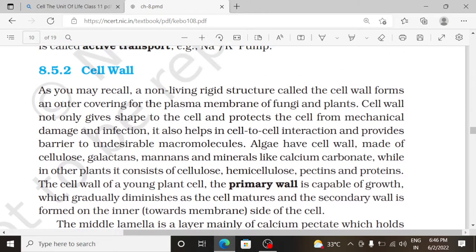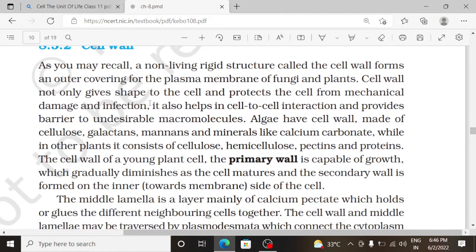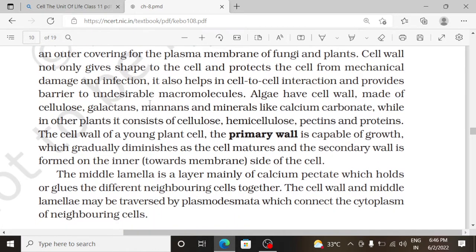As you may recall, a non-living rigid structure called the cell wall forms an outer covering for the plasma membrane of fungi and plants. The cell wall not only gives shape to the cell and protects the cell from mechanical damage and infection, it also helps in cell-to-cell interaction and provides a barrier to undesirable macromolecules.